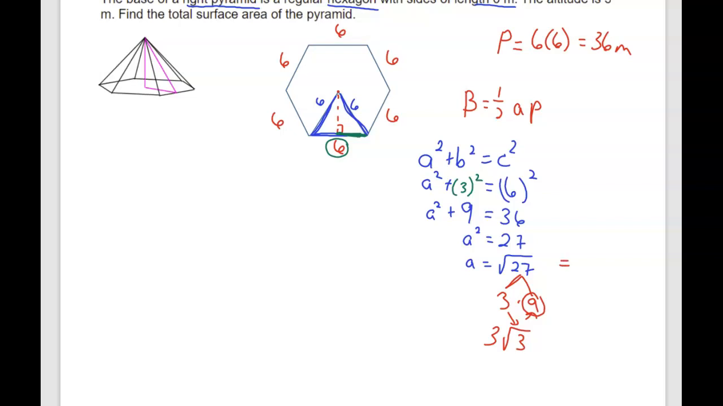Another way to look at this is 27 is 3 times 3 times 3. I have a pair of 3's; we call it the buddy system. The buddies come out as a group, and whatever does not have a buddy has to stay home underneath the radical. And that's how we break up the radicals. So now I have my apothem.